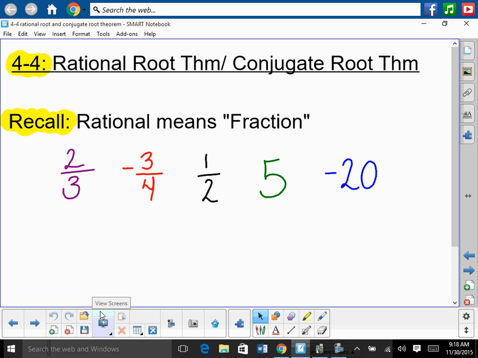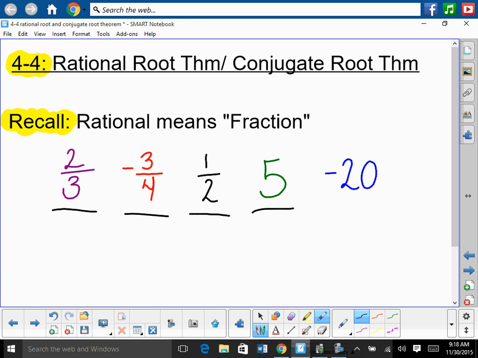Okay, so remember that rational means fraction. So 2/3 is a fraction. Negative 3/4 is a rational number. 2/3 is a rational number. 1/2 is a rational number. 5, that's still a fraction. Technically 5 is 5/1, right? So 5 is technically a rational number.